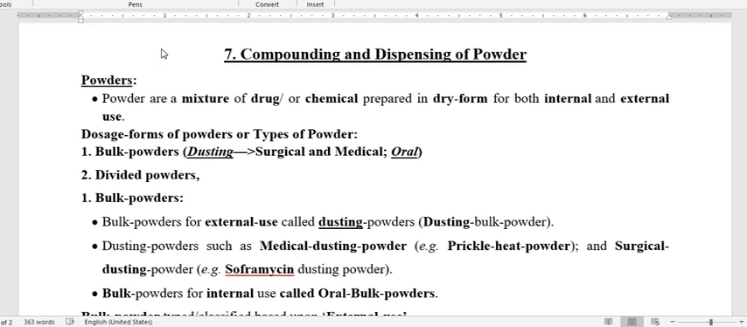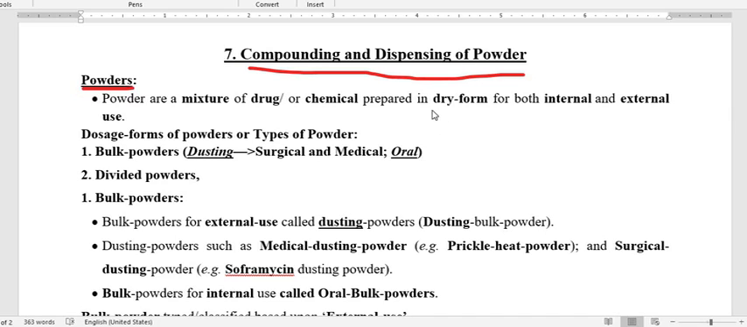So now we have to start the next performing practical after the ointment, and the name of this one is compounding and dispensing of the powder. So we are going to discuss compounding and dispensing of the powder. First we have to define the powder. I think you all have seen the powder, and if you have seen it, this is very easy to define.